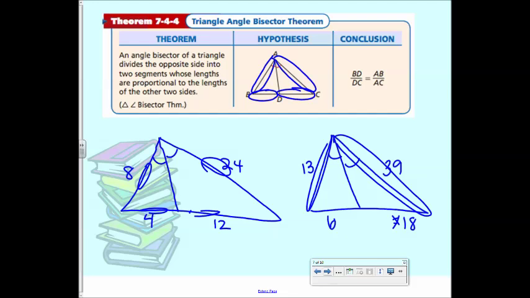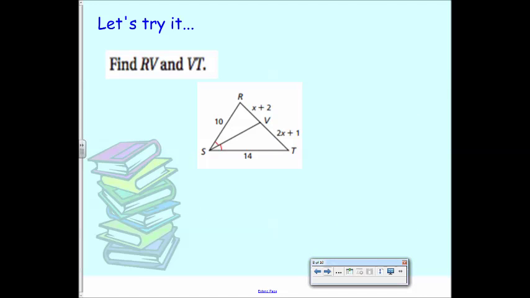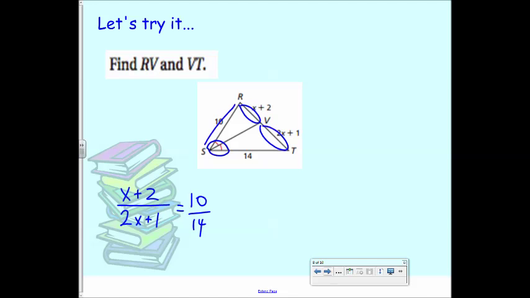Okay, so if I want to find RV and VT, how would I do it? Here's my angle bisector. So what proportion could I set up here? We're going to do x plus 2 over 2x plus 1 equals 10 over 14. Good, perfect. So this piece to this piece and this one to this one. How come it's 10 over 14 and not 14 over 10? Because you did x plus 2 first. Yeah, because the x plus 2 was first, so you have to pick the side that's next to the x plus 2.